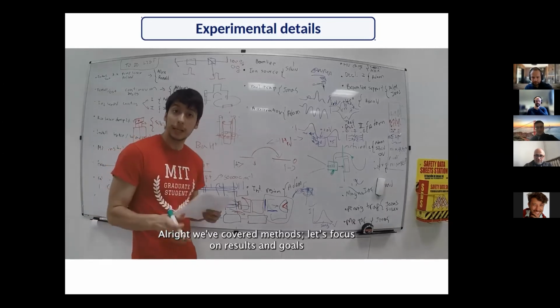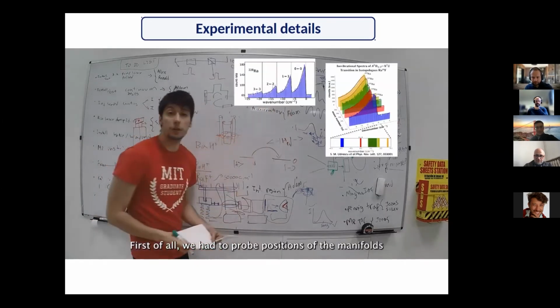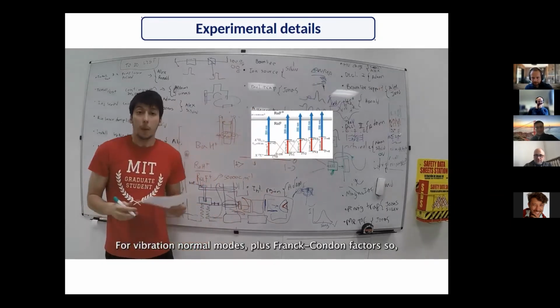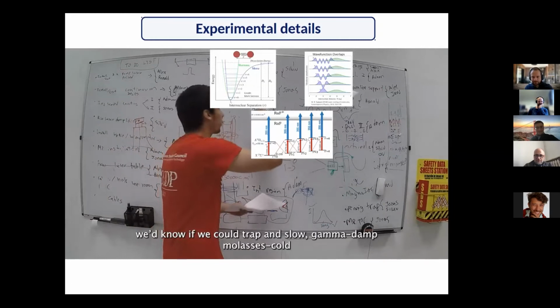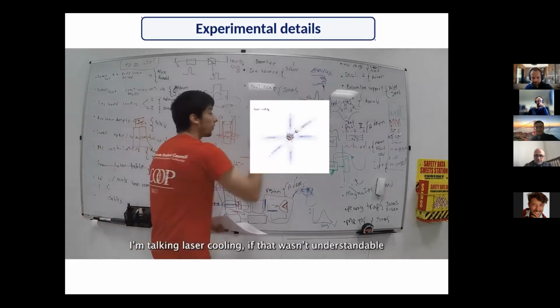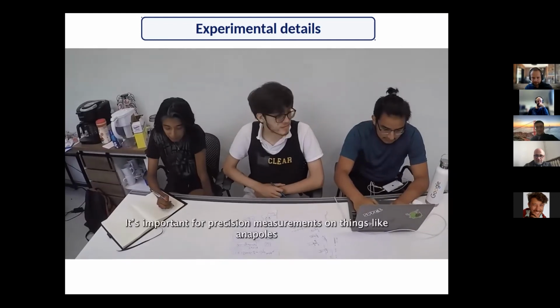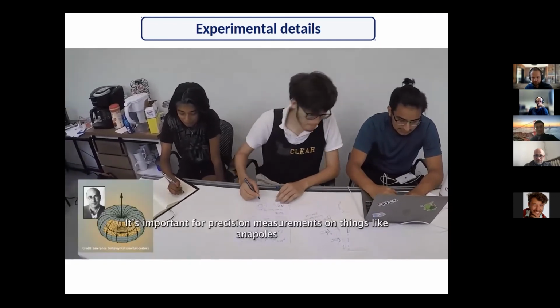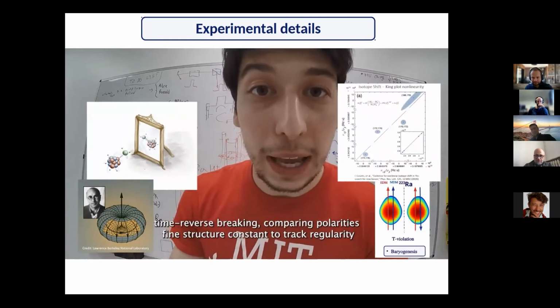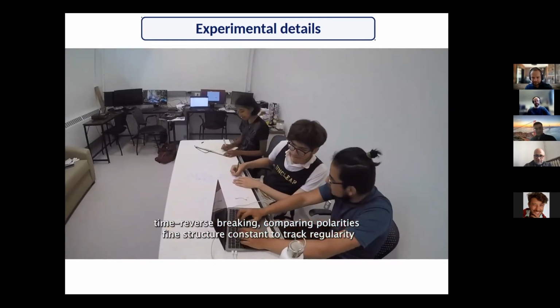Alright, we've covered methods. Let's focus on results and goals. First of all, we had to probe positions of the manifolds for vibration normal modes, plus Franck-Condon factors, so we know if we could trap and slow them, gamma damp, molasses cold. I'm talking laser cooling, if that wasn't understandable. It's important for precision measurements on things like anapoles and other such moments that don't consider parity, plus deviation from King linearity, time reversal breaking, comparing polarities, find such a constant to track regularity.